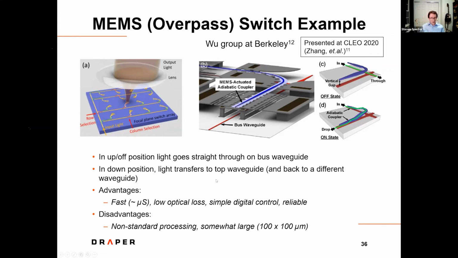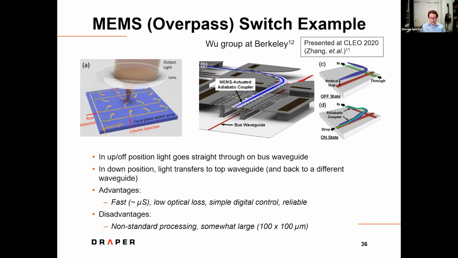So this method has a lot of advantages. It's fast and low optical loss. It's practically no optical loss in the off direction, which is perfect. The control is very simple, right? It's just on or off. Unlike the ring resonators, it's not that hard to control. It's not wavelength sensitive, particularly. They've demonstrated them to be quite reliable.